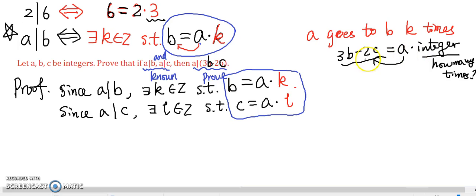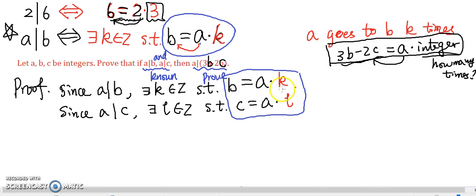So if we can have this equation form, 3b minus 2c equals a times some kind of integer, then that's saying a goes into 3b minus 2c this many times, just like we can write 6 as 2 times 3, that means 2 goes into 6 exactly 3 times. So the same thing here, except we don't have numbers, we just have a bunch of variables. Okay, so this is what I want.